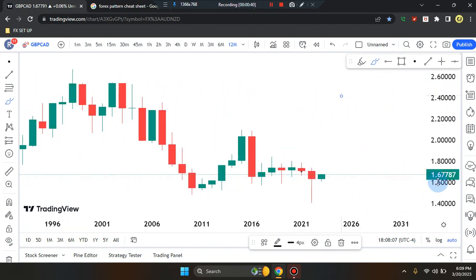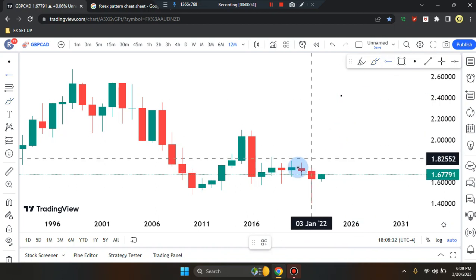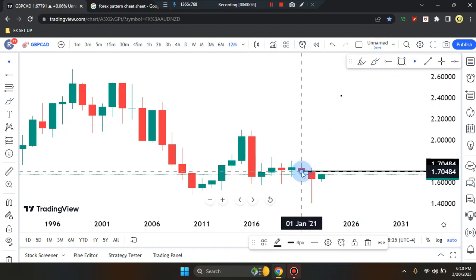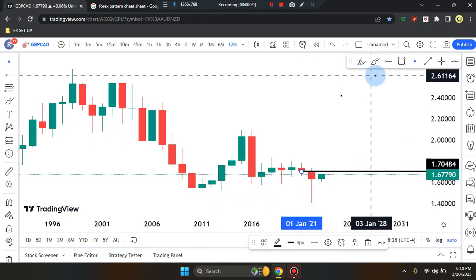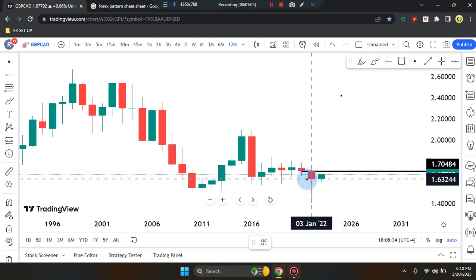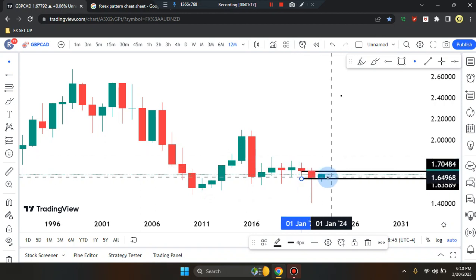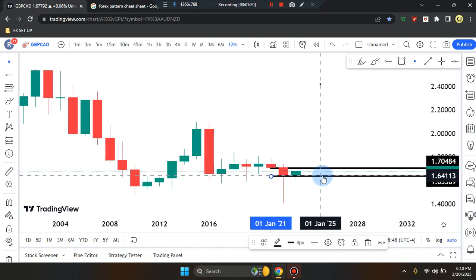Current price is sitting at 1.67787. So if price works its way up, it can head to the top of the second to last candle in the market, the top of that candle's body, which is near the numbers of 1.70484. And if price pushes down, it can head back down to where the body of that second last candle started off, which would be near the numbers of 1.63589.